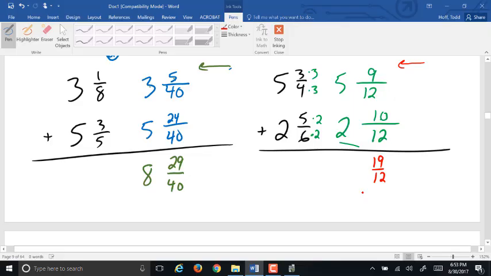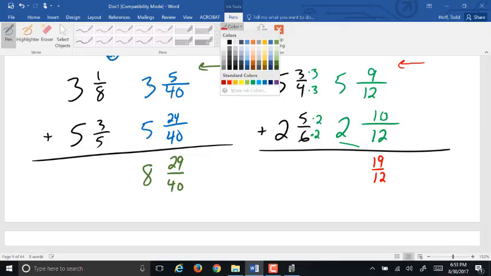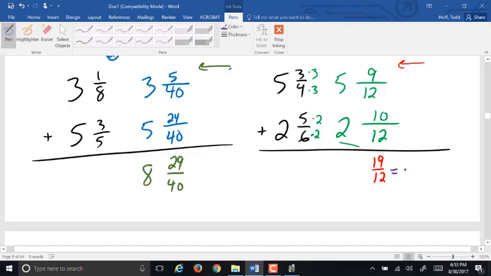Anybody see the issue there? It's improper, isn't it? If I break that into a mixed number, what do I get? 1 7/12ths. Just like with whole numbers, I keep part of it and I carry part of it. This is the fraction digit, so I'm going to keep the fraction, the 7/12ths. I'm going to carry the 1. 1 and 5 is 6 plus 2 is 8. It is 8 7/12ths.